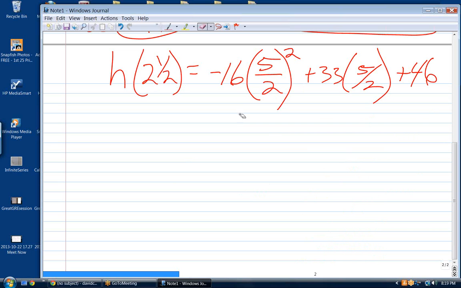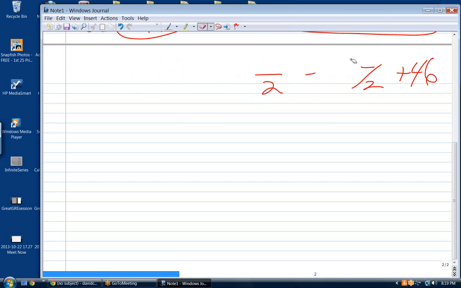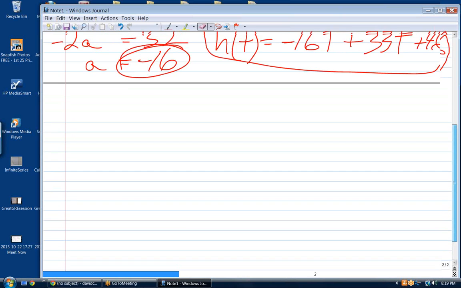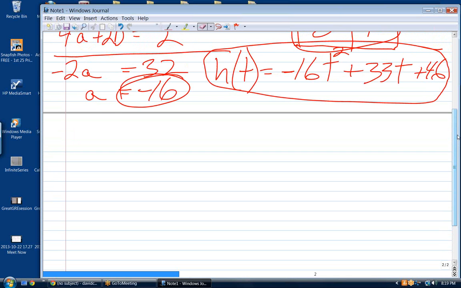They must want to know where the ball hits its maximum height and what it is. 63 feet, which would be at 1, 63. Wouldn't that be your vertex? Right. The vertex is where it hits its maximum height, for sure.